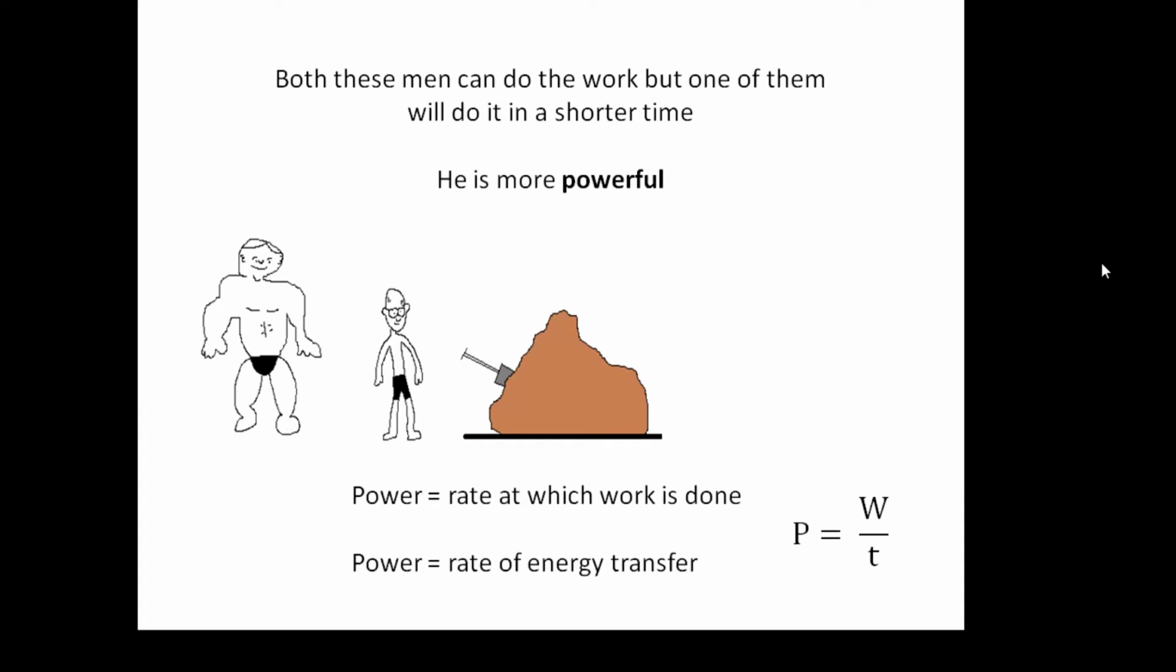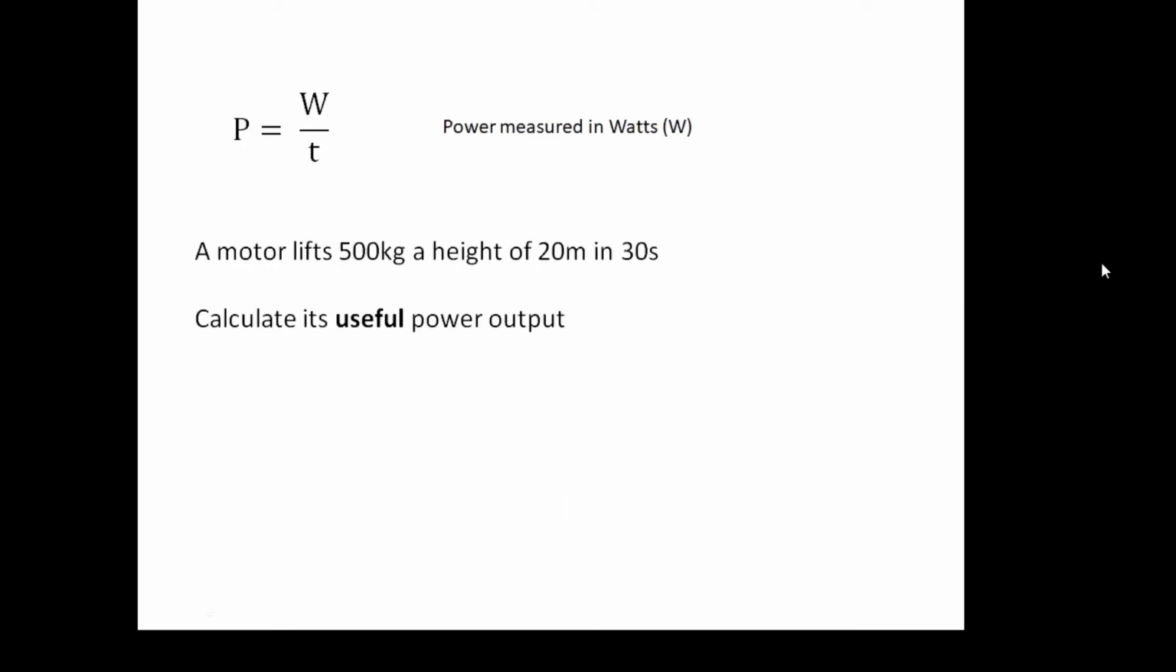and power is the rate at which work is done, or the rate of energy transfer. Rate means per second, how much is done every second. So power is energy transferred over time. Power is measured in watts, capital W, or kilowatts or megawatts.